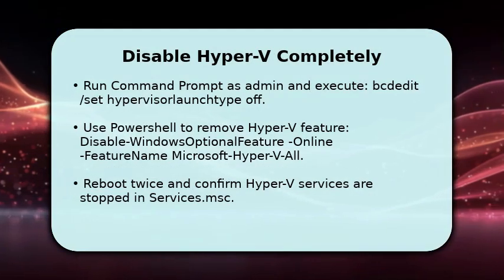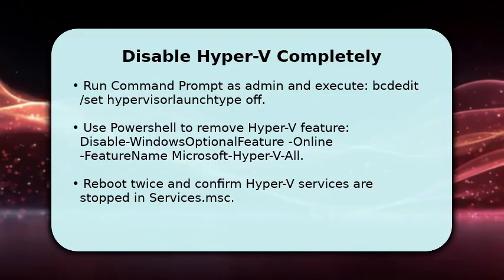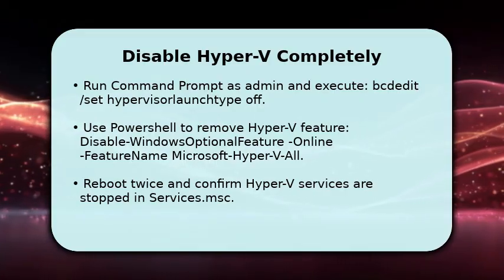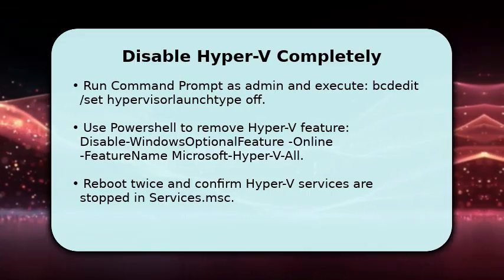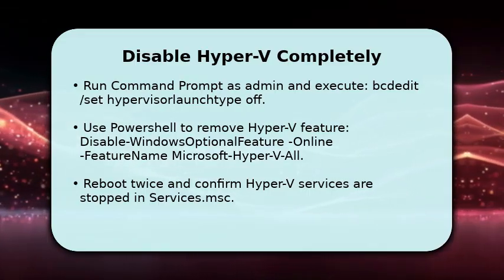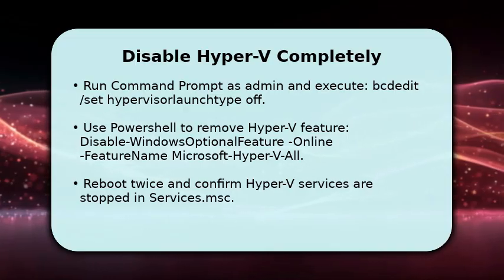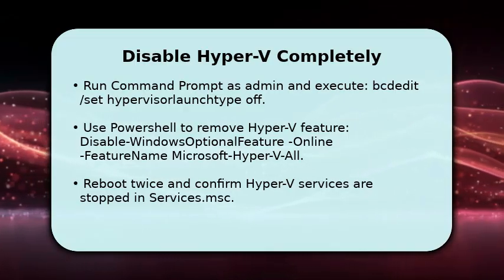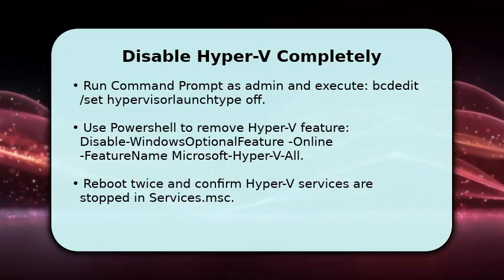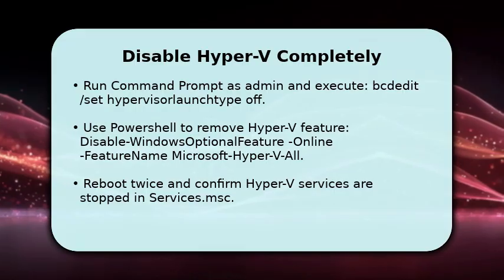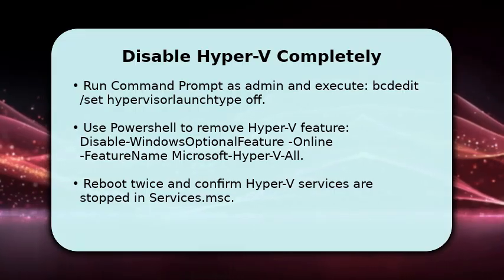Next, you disable Hyper-V at the boot level so Gameloop can access virtualization directly. First, run an elevated command prompt and enter bcdedit /set hypervisorlaunchtype off. That prevents Hyper-V from starting. Then open PowerShell as admin and run Disable-WindowsOptionalFeature -Online -FeatureName Microsoft-Hyper-V-All to remove feature remnants. Make sure to reboot twice.